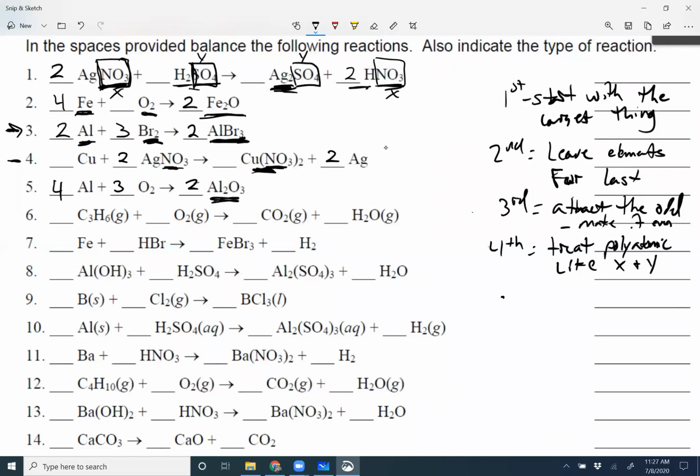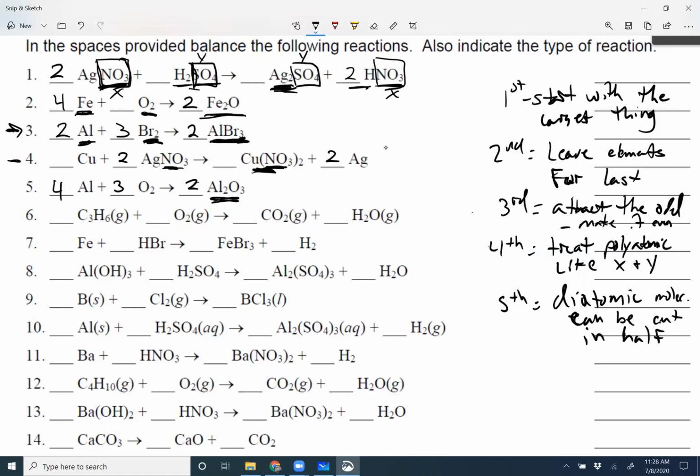And finally, for our 5th tip, we have diatomic molecules. Diatomic molecules can be cut in half. So, why do I say that?